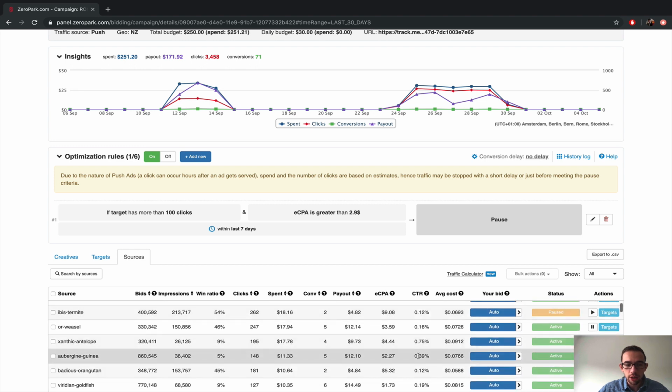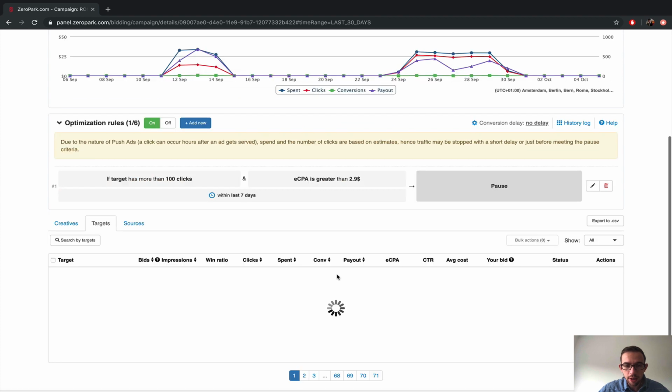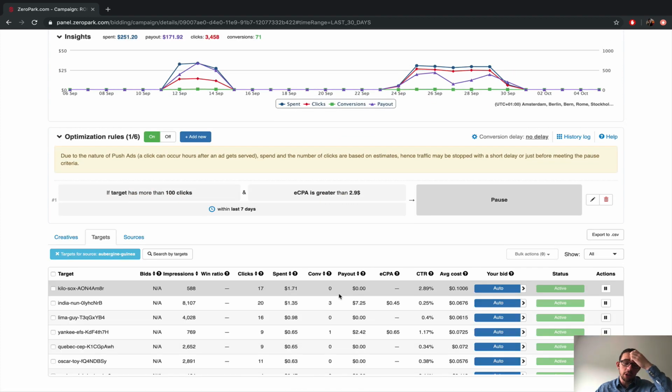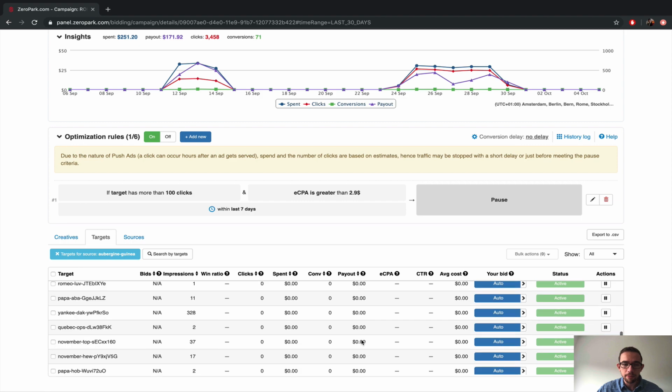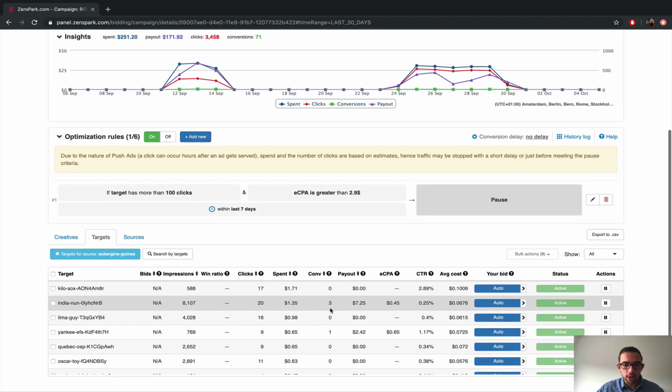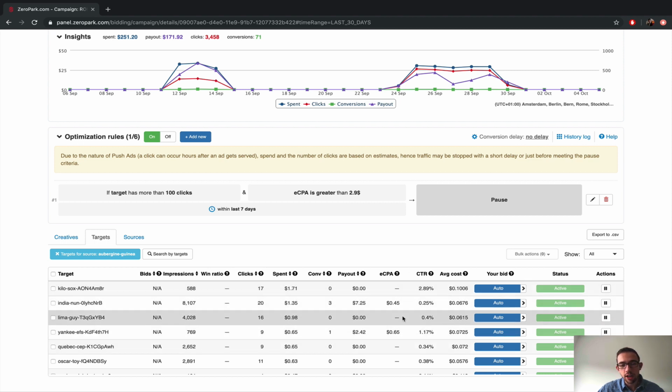So you can see that this one, aubergine, is interesting for us, right? So if I go into this one and I see the targets of this one, then it only shows the specific targets for this source, which is not that many. We got 17 clicks, 20 clicks, but out of those 20 clicks, we got 3 conversions, which makes the eCPA very good, right? And this is how you would want it to optimize by itself.